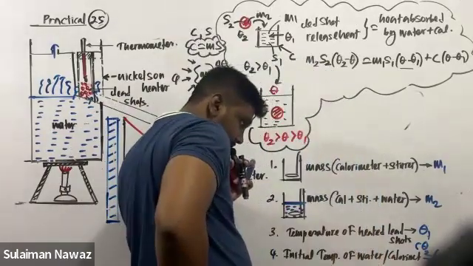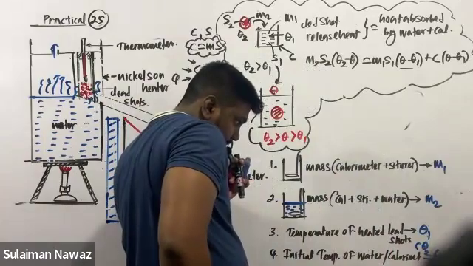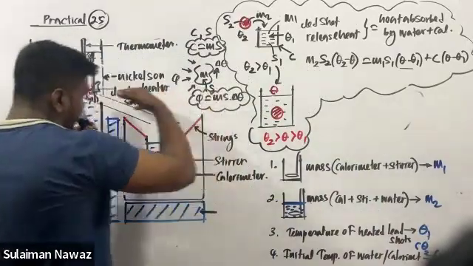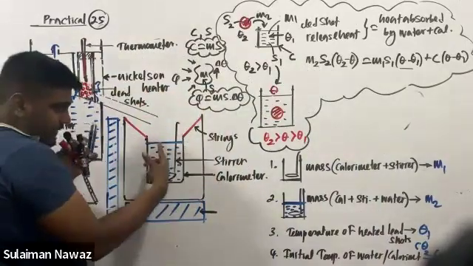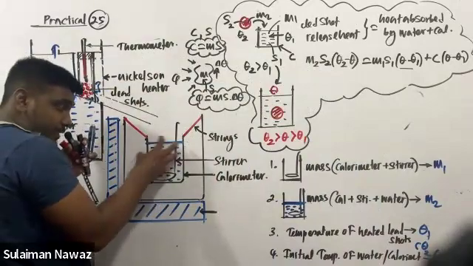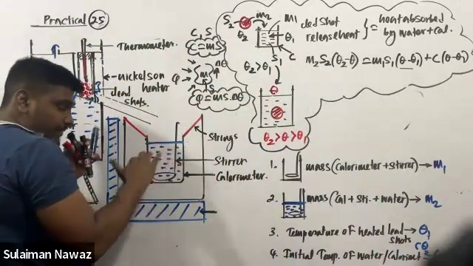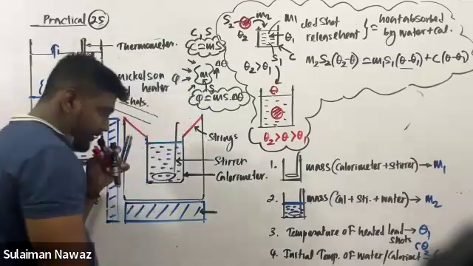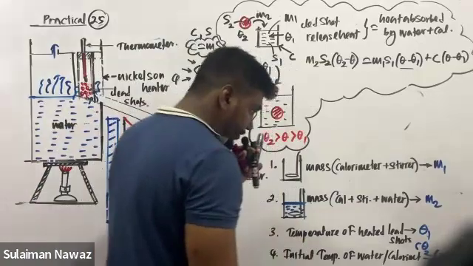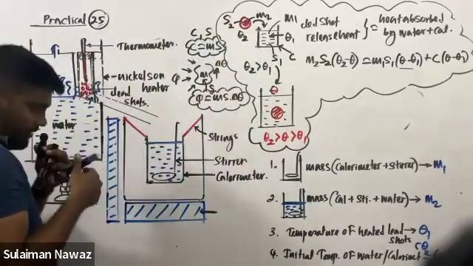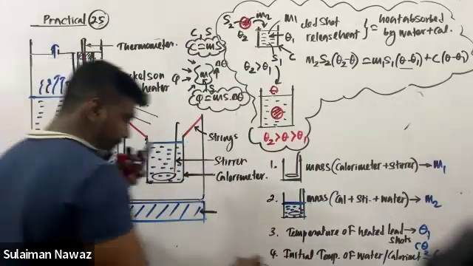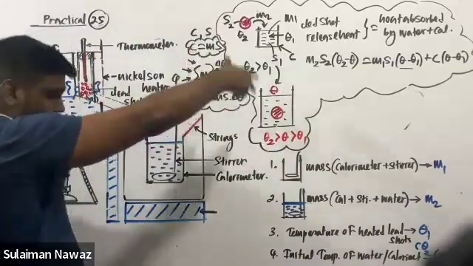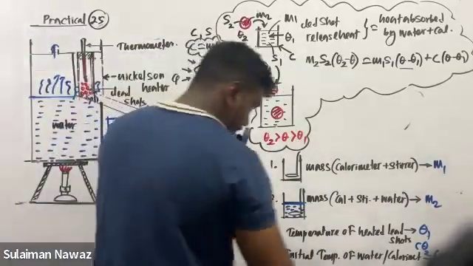Then what is this theta 3? Theta 3 means, after these lead shots are in the calorimeter, that thermal equilibrium temperature, they come to the same temperature, right? That thermal equilibrium temperature is theta 3. It is the final maximum temperature of the mixture. I'll erase this.